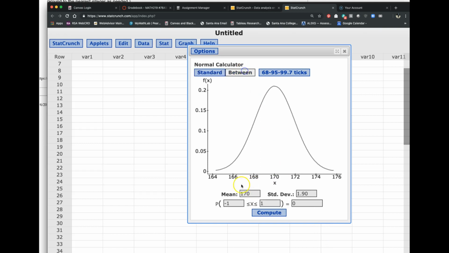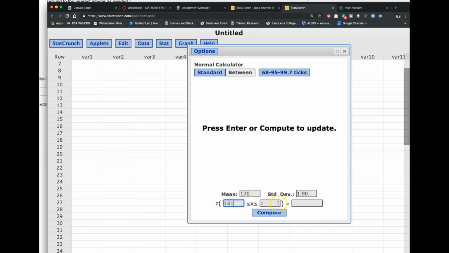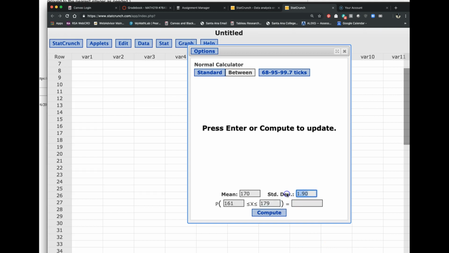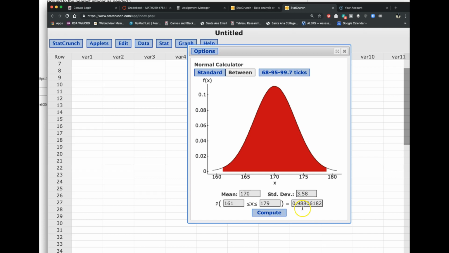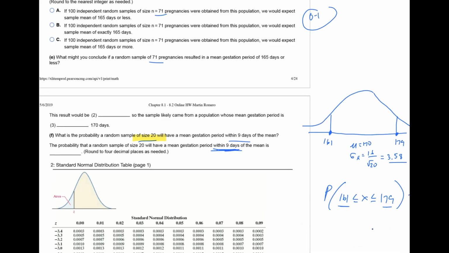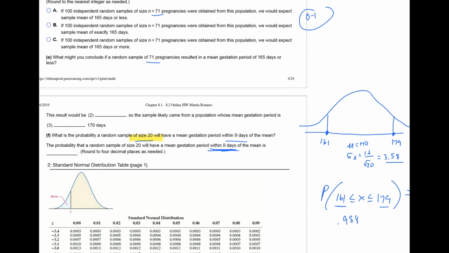So in this case here, I would put 161 to 179, within 9 days. I've got to change the standard deviation to 3.58 like that, and then compute, and then you get 98.8% for that one there, 0.988. So within is an important word. What's the meaning of that there?